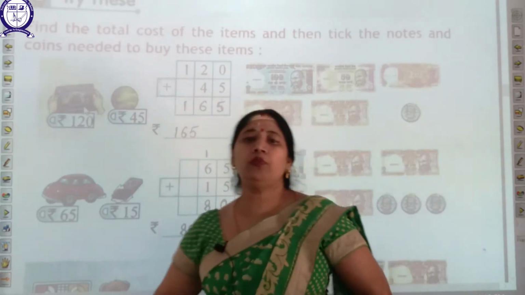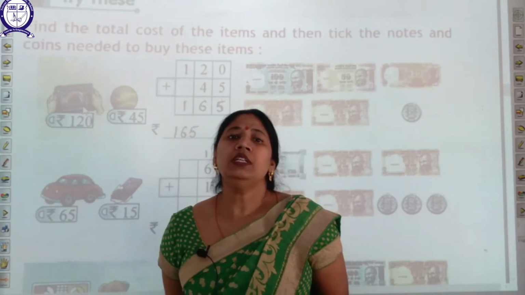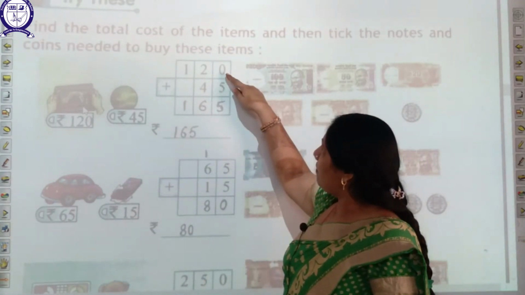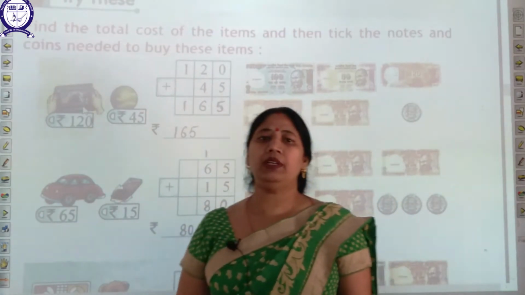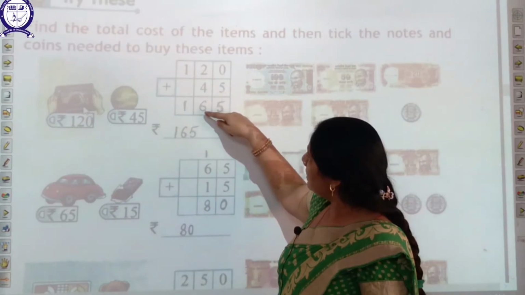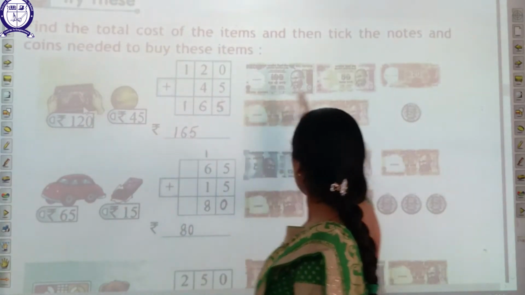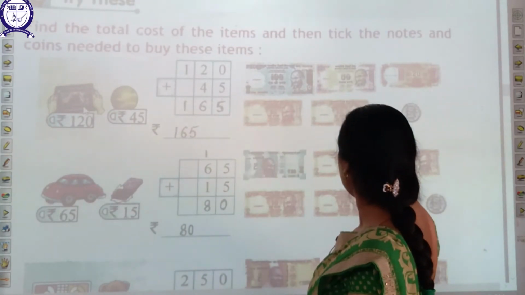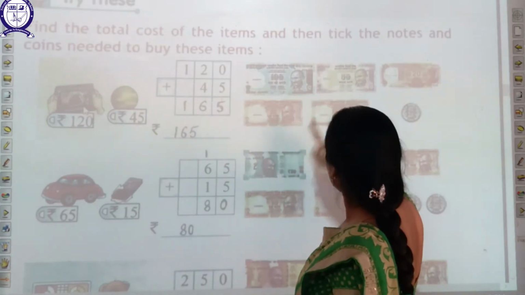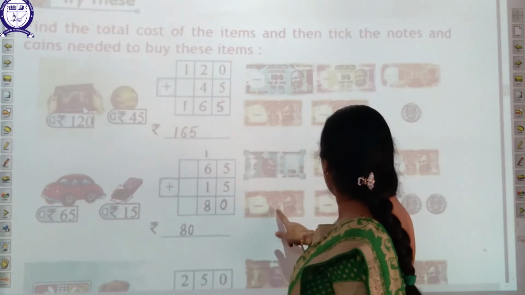When we have to do addition or subtraction, we have to start from the ones place. And when we add 0 to any number, the answer will be the same number. 2 plus 4, 6, and 1. So rupees 165. So you have to match here. Where is the 165? 150, 60, 70, 80, 90.